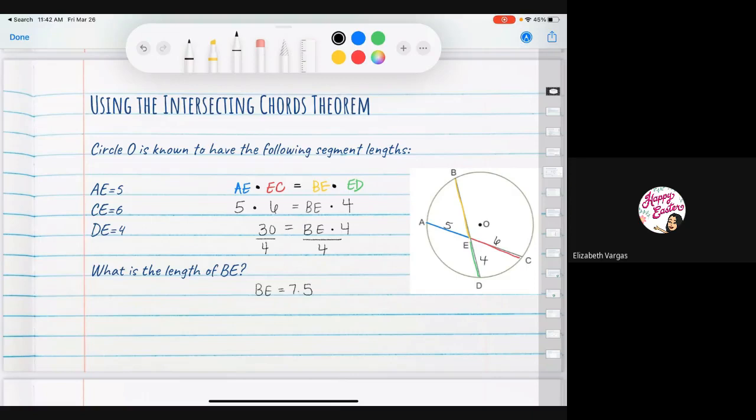Okay. So using the intersecting chords theorem, what we're able to do is solve for the missing part of the chord, given the relationships between these two chords when they intersect with each other. Okay, any questions about this?